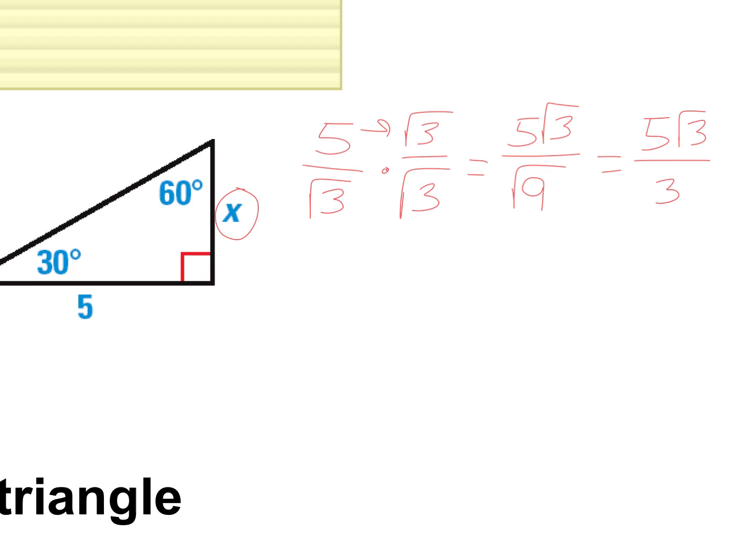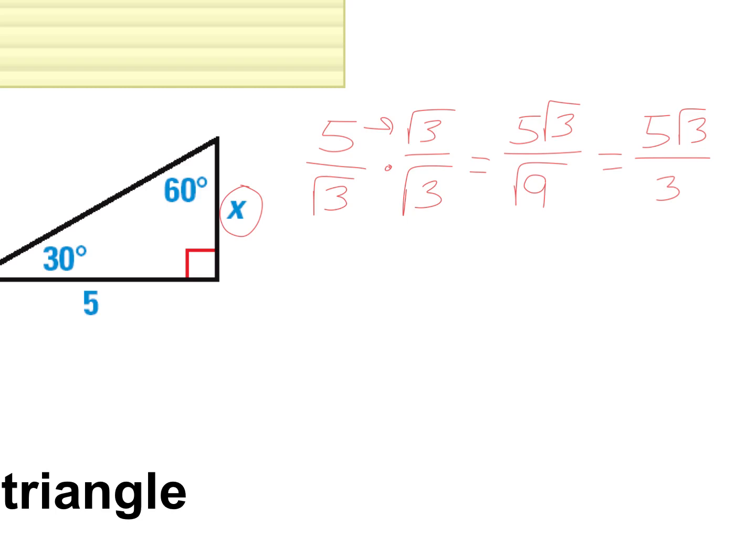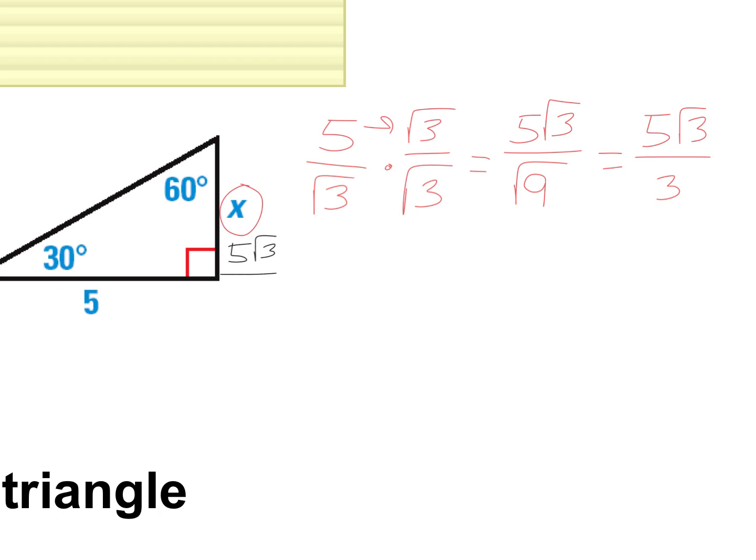Okay, what did that just give us? 5 square root of 3 over 3. Right, what side is that? Small side. That's our short leg, right? Let me write in a different color so we don't get confused. We have 5 square root of 3 over 3.